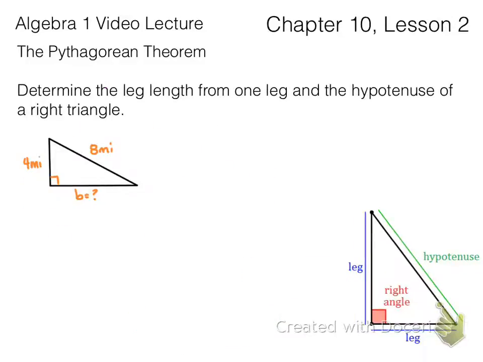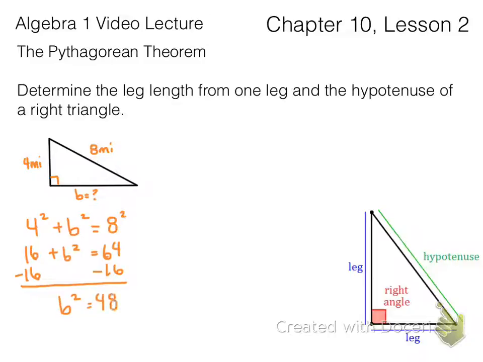All right, we can also determine a leg length if one's missing if we know the hypotenuse and the other leg. So if one of the legs is 4 miles and the hypotenuse is 8 miles, we can figure out what the other length of the right triangle is. So what is b? We know that a squared plus b squared equals c squared, where a is 4 and c is 8. We know that 4 squared is 16, plus b squared equals 64, because 8 squared is 64. We're going to subtract 16 on both sides, and we're going to get b squared is equal to 48.